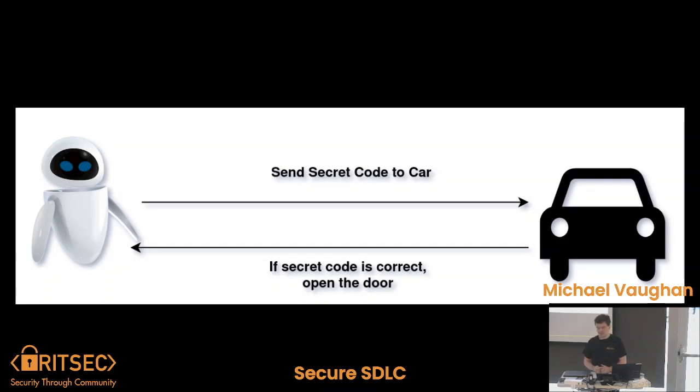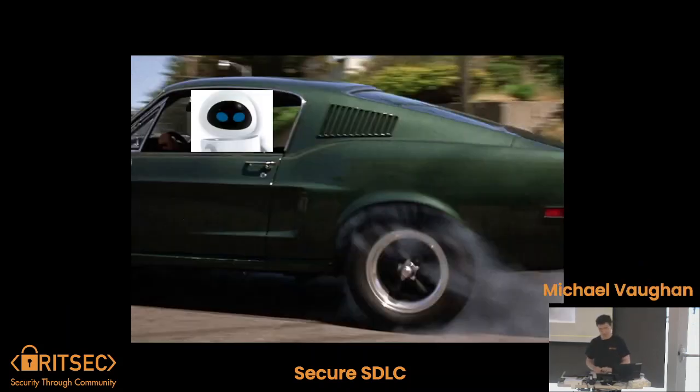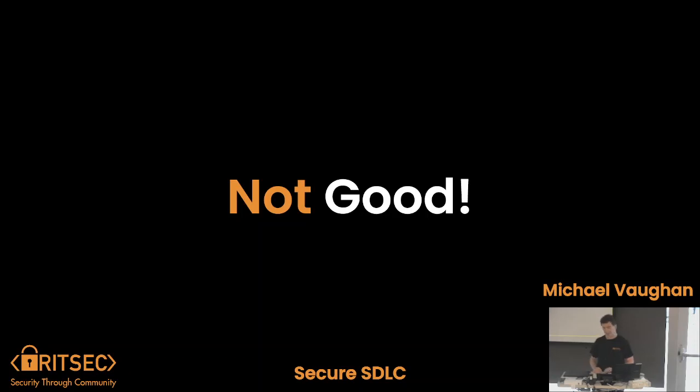And so Eve can do what's called a replay attack. And Eve can send that secret code to the car and then actually open the car too. So two people with the same car. Long story short, Eve steals your car. And this is not a good scenario, right?